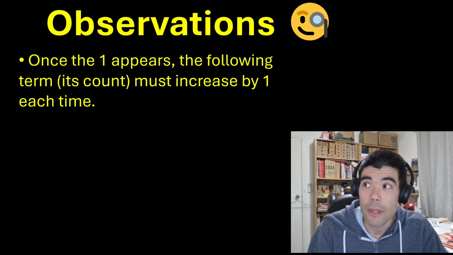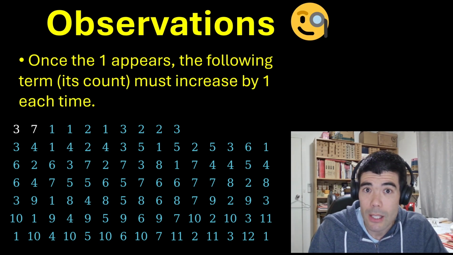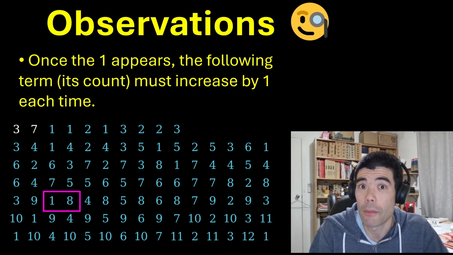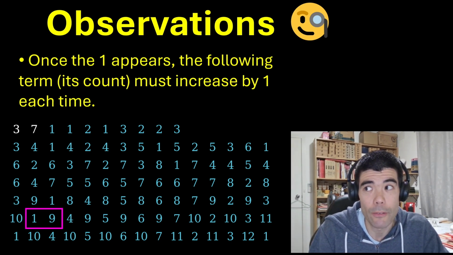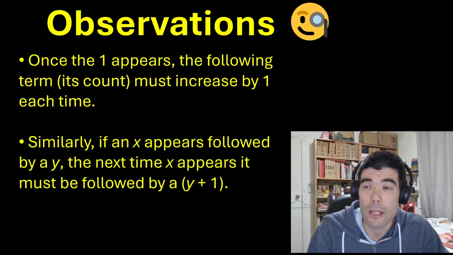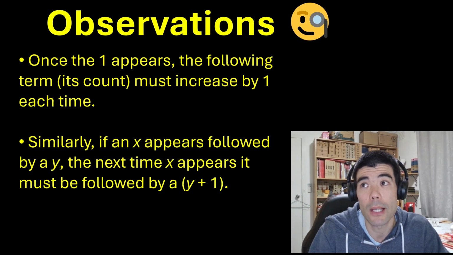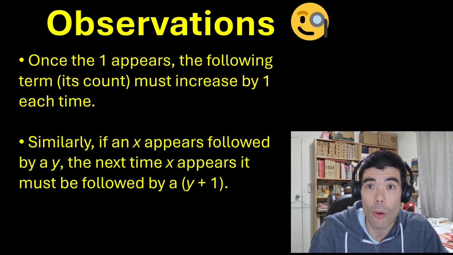Once the 1 does appear, the next term must increase by 1 every time. So if the last time a 1 occurred, it was followed by a 7, the next time a 1 occurs, it must be followed by an 8, then a 9, and so on. And similarly for all other numbers. So if any number x appears followed by a y, the next time x appears, it must be followed by y plus 1. Just because the count of each number increments by 1 every time.